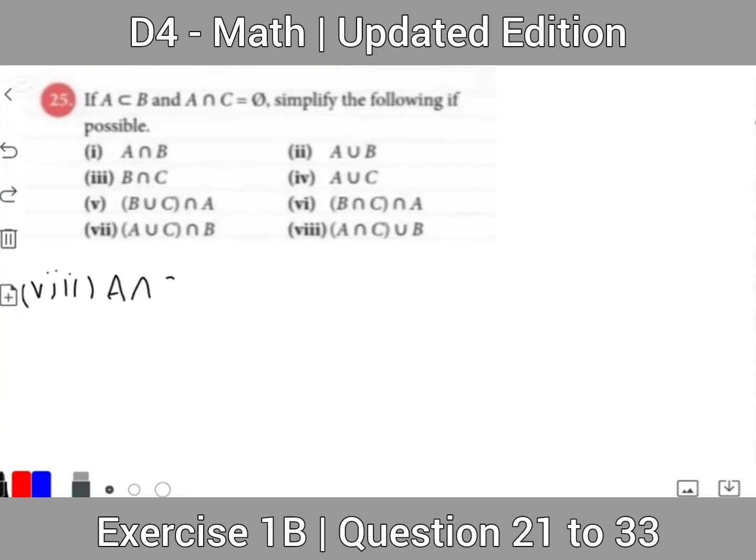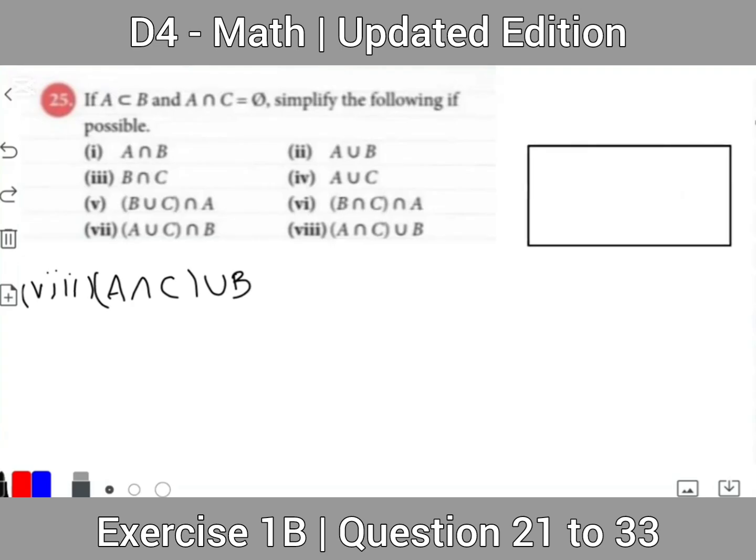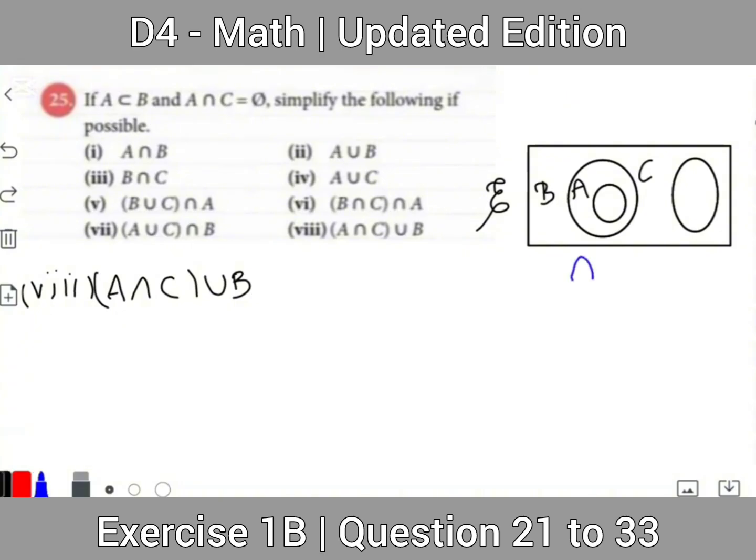A intersection C union B. So for this, we will draw a rectangle representing the universal set eta. Inside it, we will draw circles representing the sets A, B, and C respectively. Since A intersection C is equal to phi, there is no overlapping region between the sets A and C.